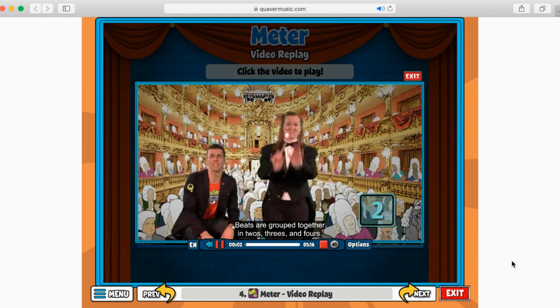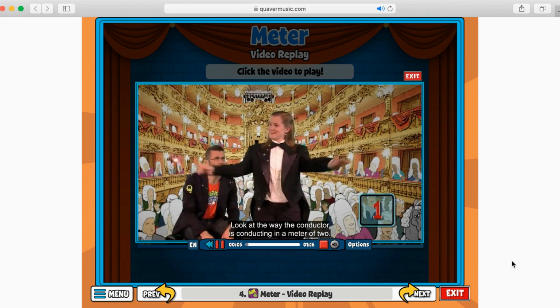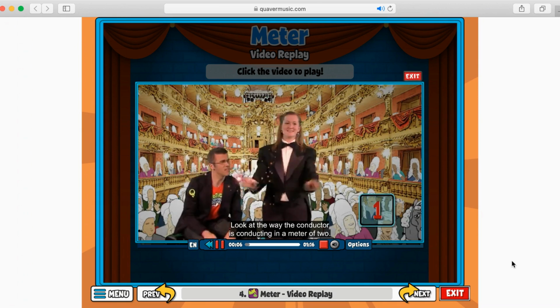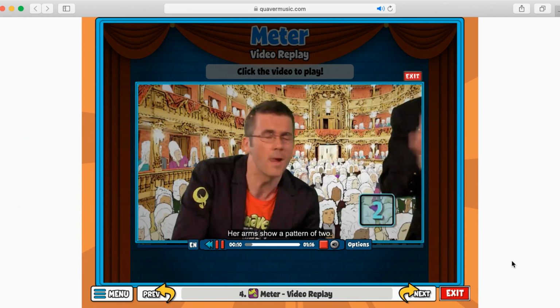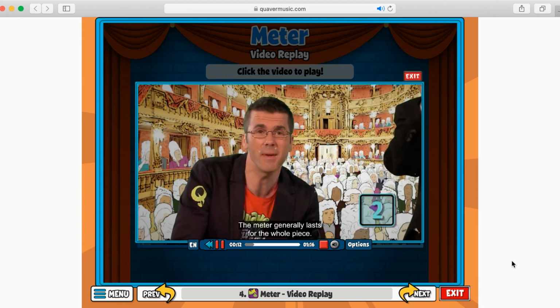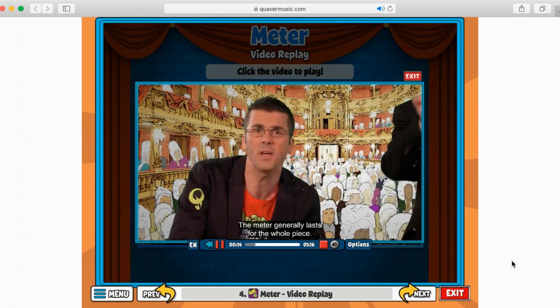Beats are grouped together in 2s, 3s, and 4s. Look at the way the conductor is conducting in a meter of 2. Her arms show a pattern of 2. The meter generally lasts for the whole piece.